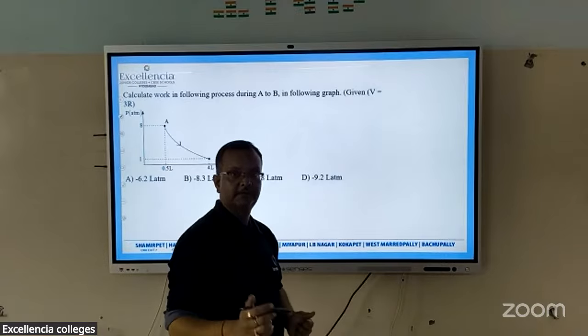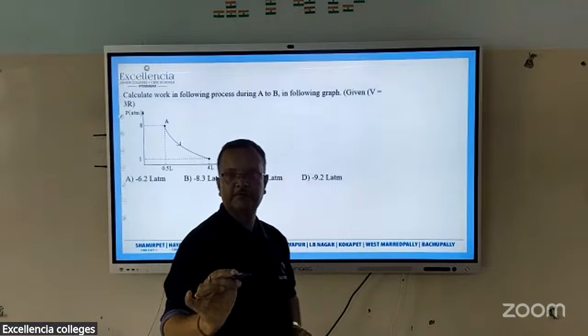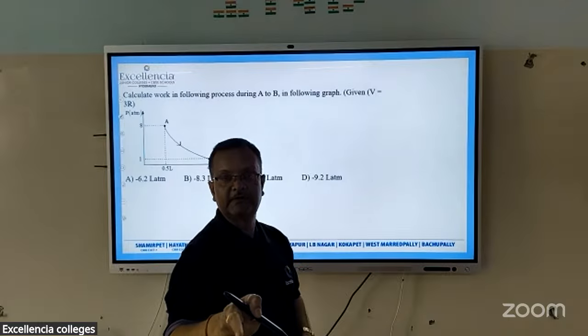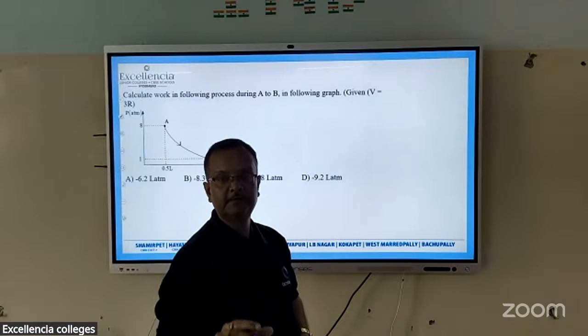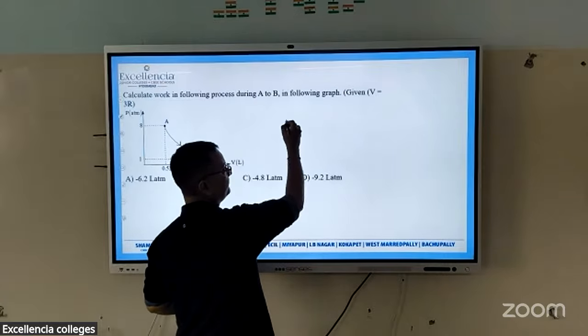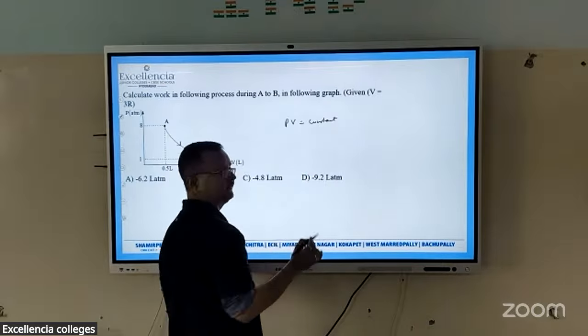How can we check? We can check whether this graph is for reversible isothermal expansion or not. If it is isothermal, T will be constant, so PV should be constant. So we can check that.